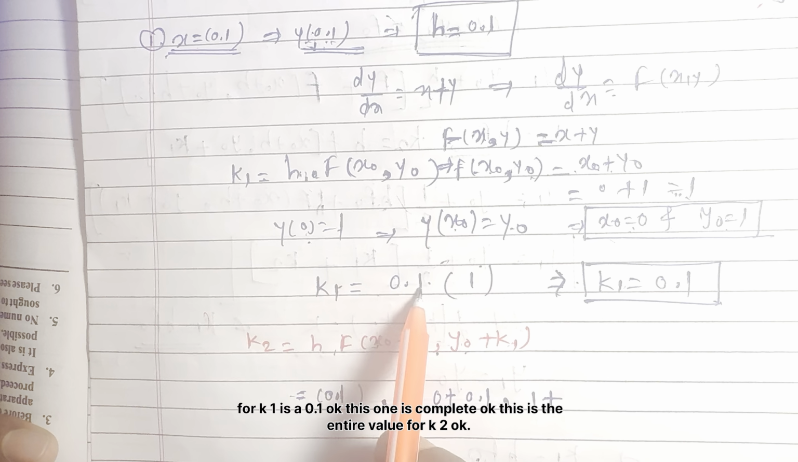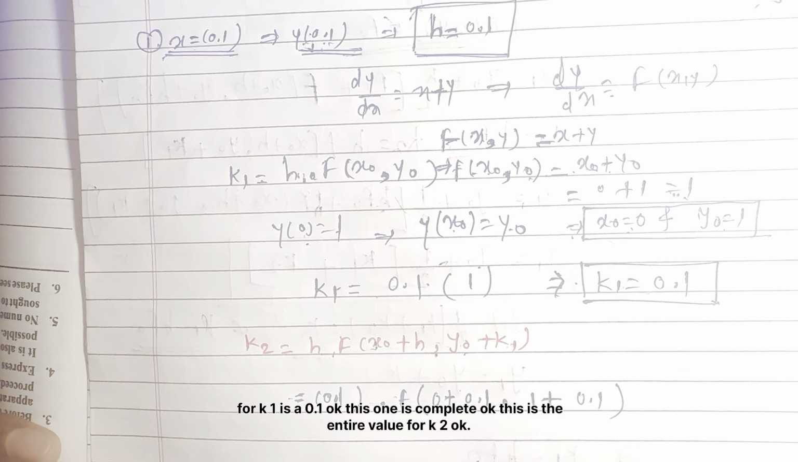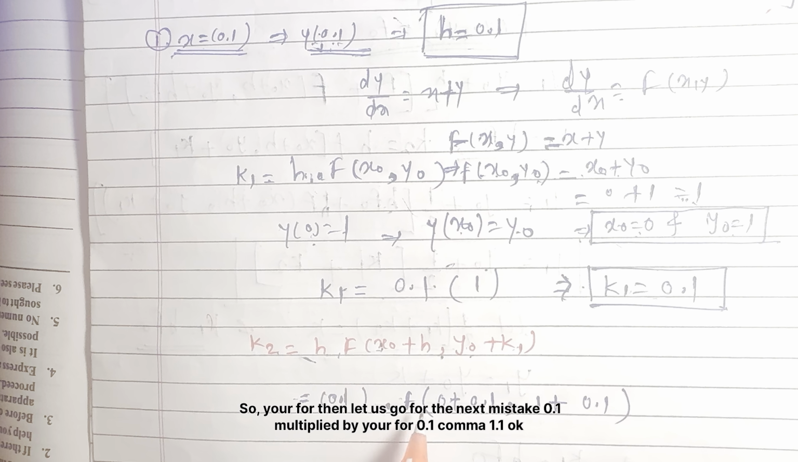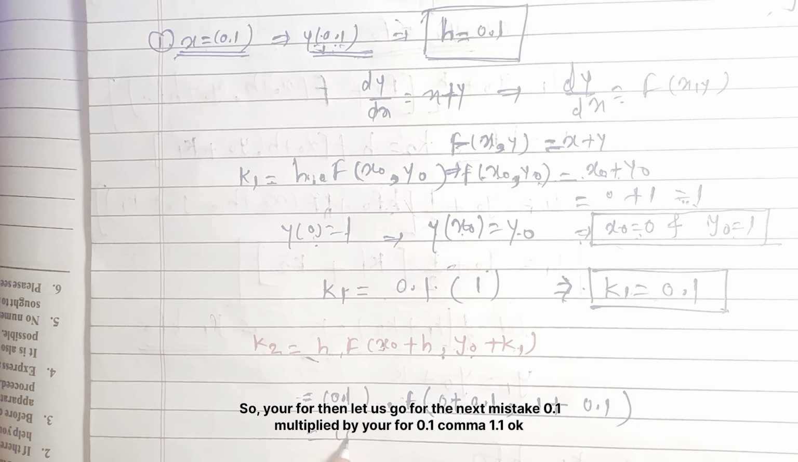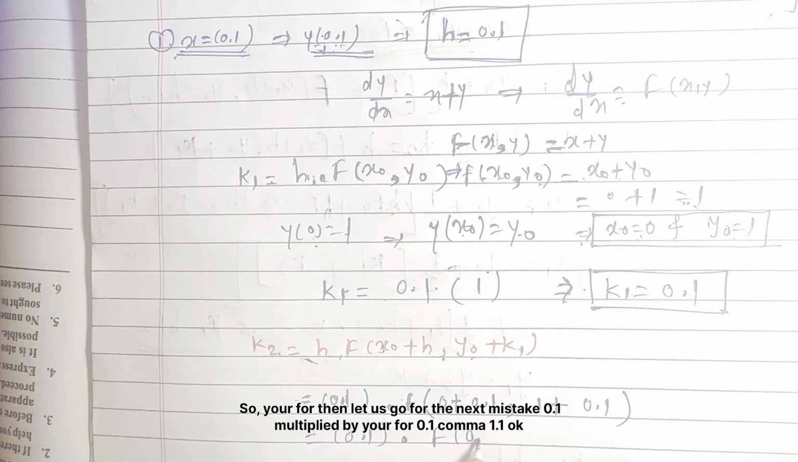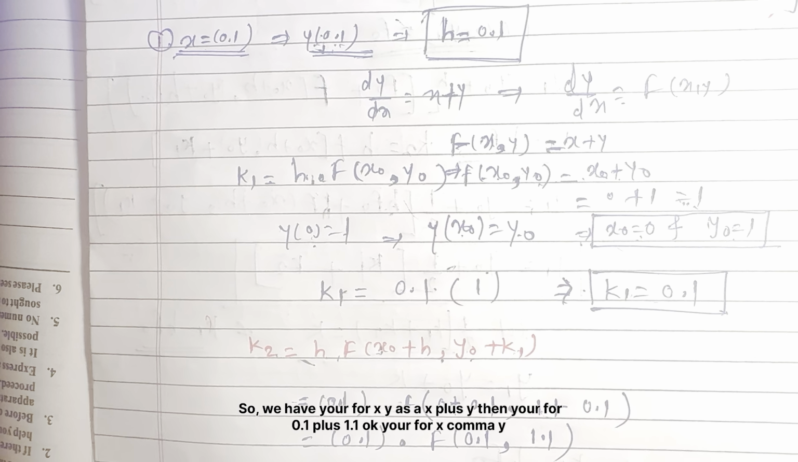What is the value for k1? It is 0.1. This one is complete, this is the entire value for k2. Then let's go for the next step: 0.1 multiplied by f of 0.1 comma 1.1.